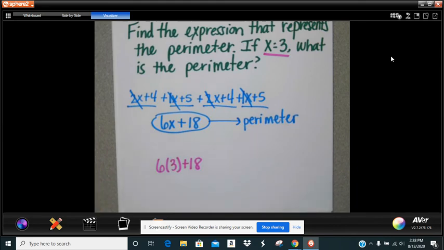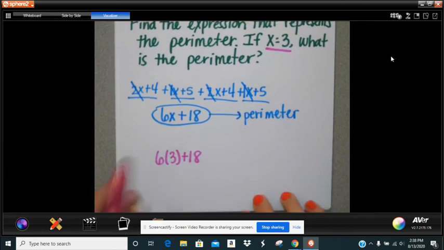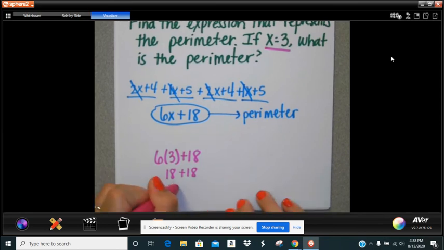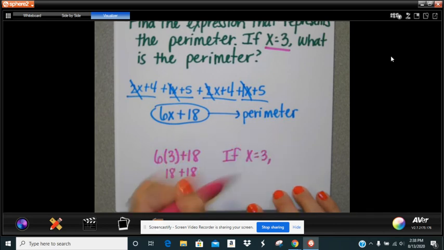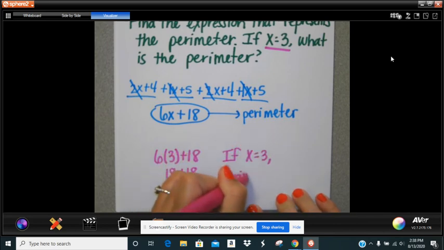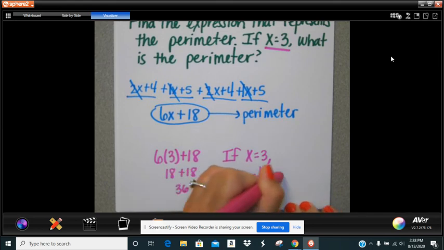Then we do order of operations, right? Order of operations tells us to multiply first. So 6 times 3 is 18. Bring the other 18 down. The last thing we do is add. So 18 plus 18 gives us 36. So if x equals 3, perimeter equals 36.